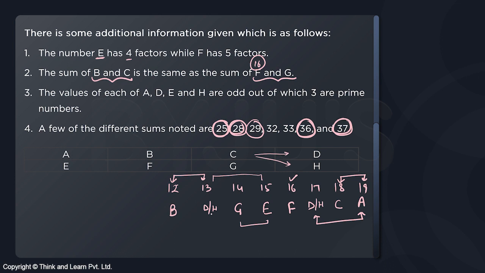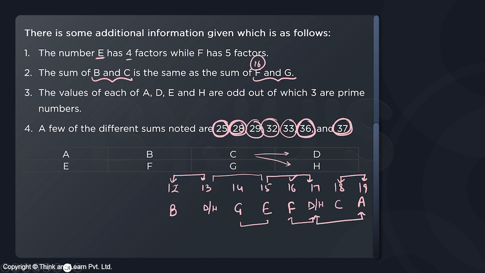They are not neighbors. How can I make 32? 32 can be made by E plus D or H. Yes, this can be done. D and H are not neighbors of this. How can I make 33? 33 can be made by 17 plus 16. Can I add F with D and H? Yes, this can be added.